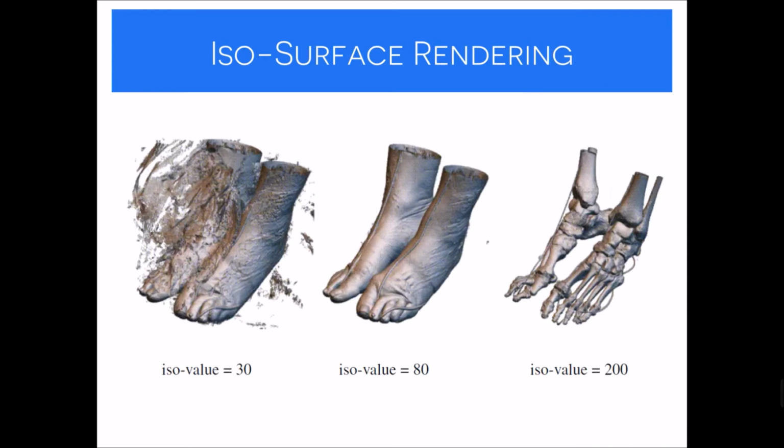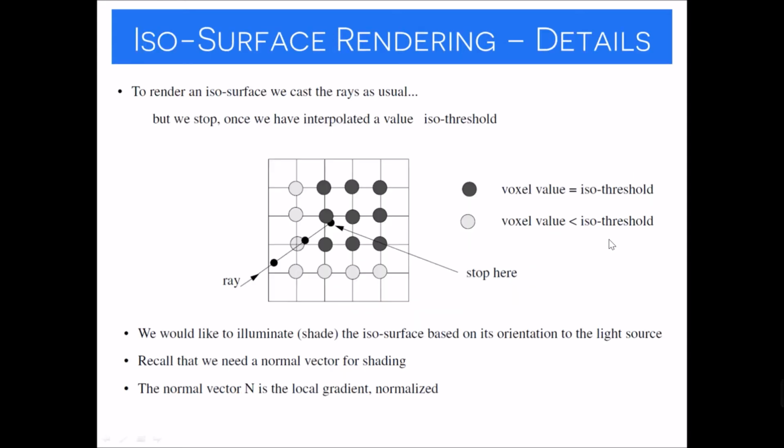When you cast the ray, you decide: is the interpolated value smaller or greater than the ISO value? If it's smaller, I'm going to take the next sample point. If not, I'm going to do isosurface rendering, like this. So, isosurface rendering in detail.